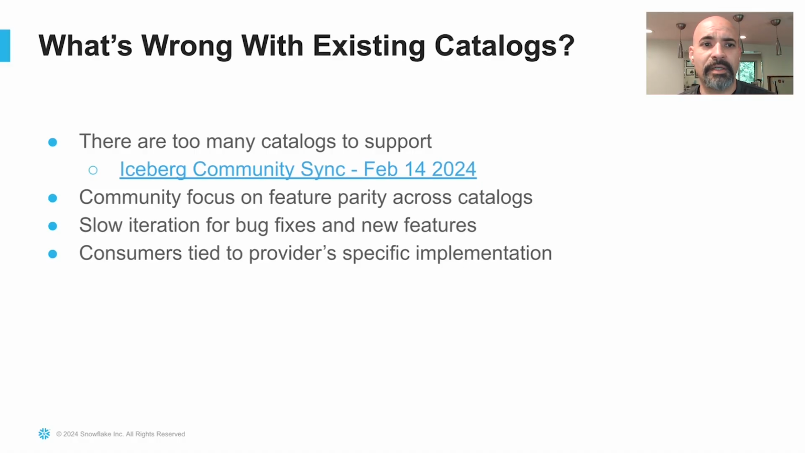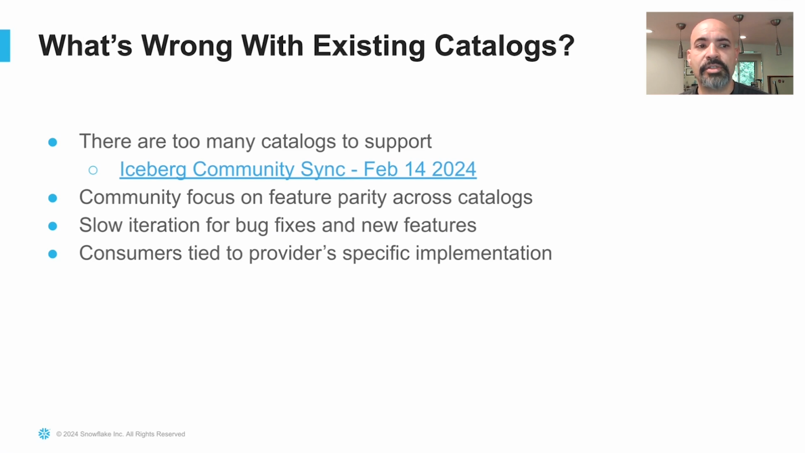So what's wrong with that? What's wrong with the existing catalogs? Well, there's a lot of them, right? I just listed like 8 of them in the previous slide, and that's not a comprehensive list. I have a link here to the community sync from back in February where they spent a lot of time talking about this, but the community spends a lot of time focusing on bringing feature parity across different catalog implementations. Right, and naturally that means slower iteration for bug fixes and new features to the Iceberg core.